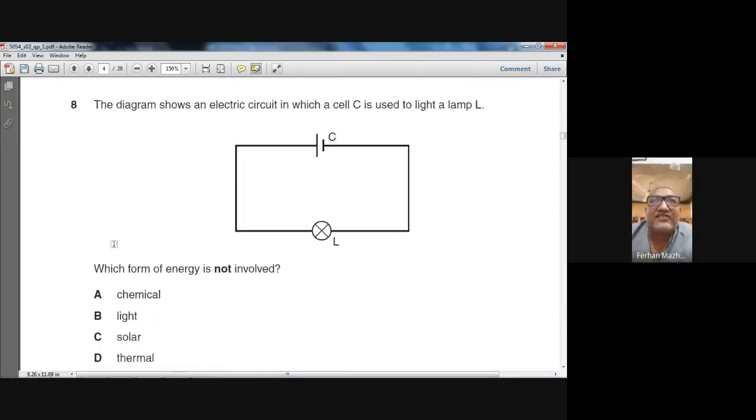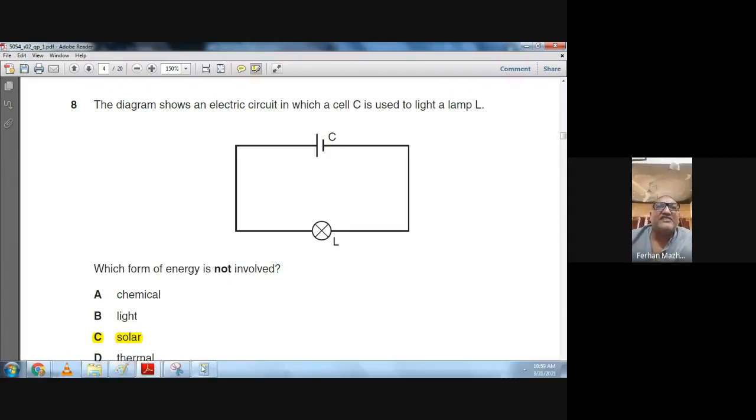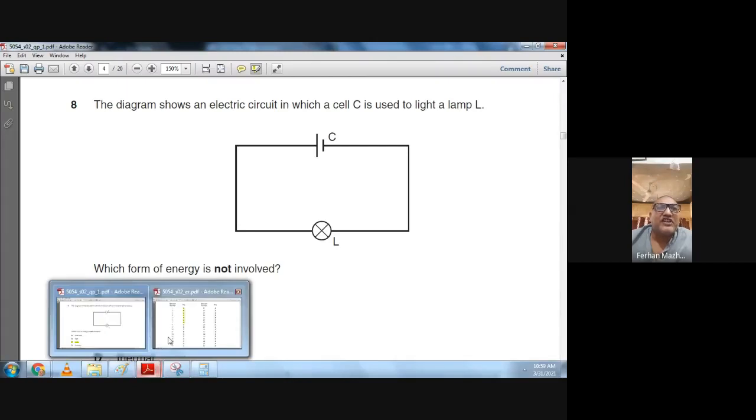The diagram shows an electric circuit in which a cell C is used to light a lamp L. Which form of energy is not involved? The cell has chemical potential energy, so it's involved. The lamp gives out light, so it's involved. Solar is not involved. The lamp will also give out some heat, so thermal is involved. So solar is not involved. So C is the choice.